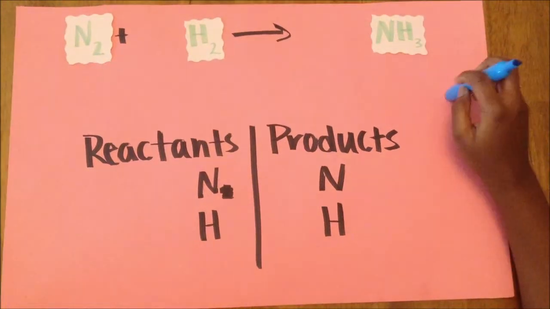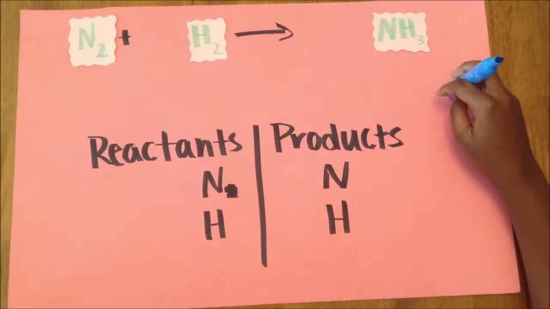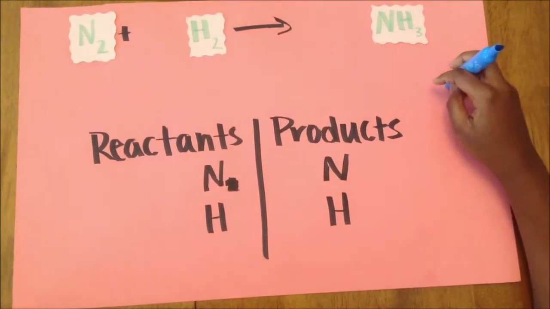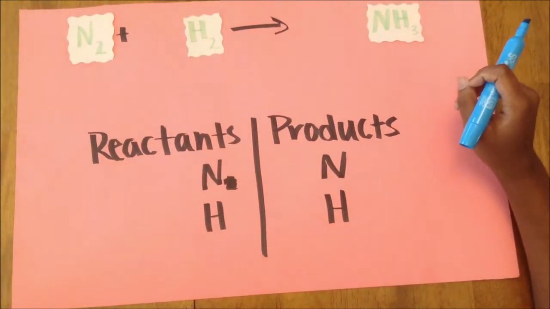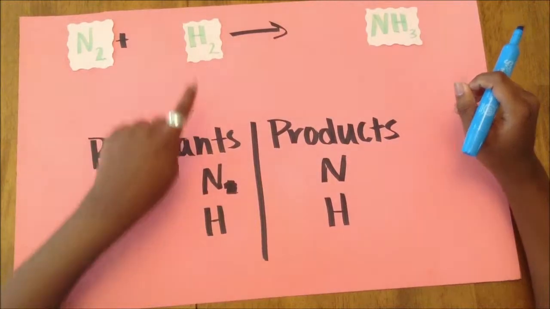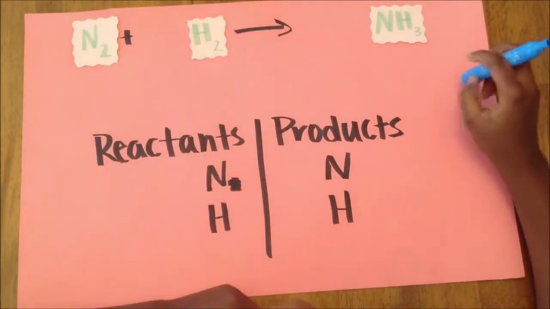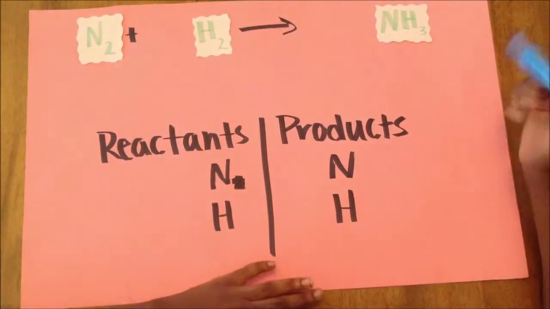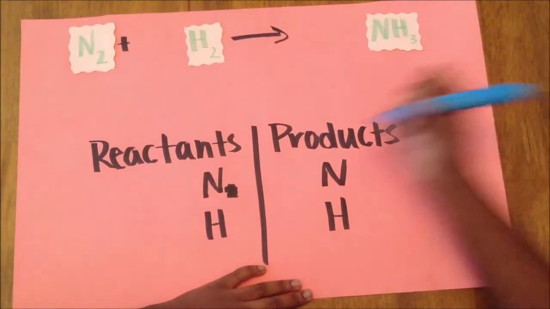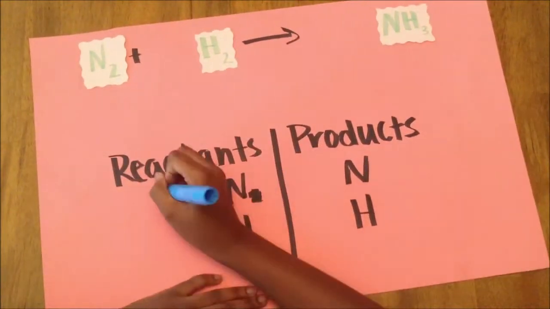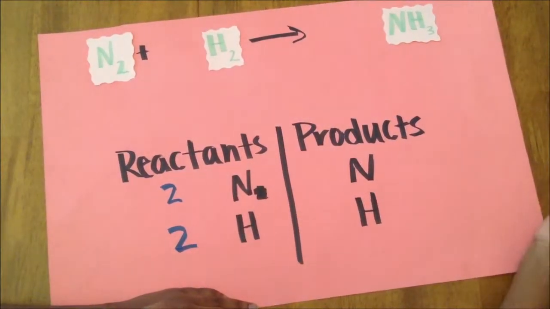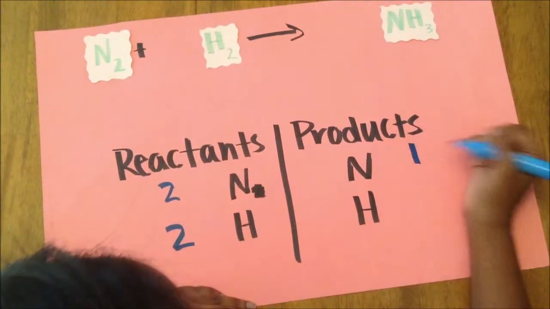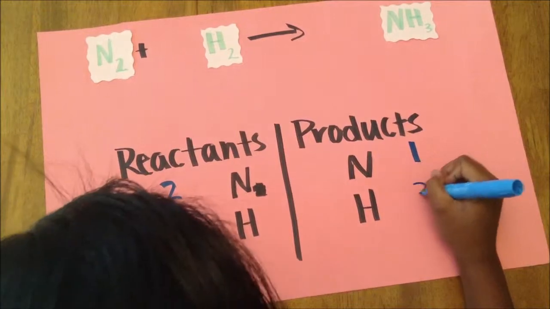Okay, and our last chemical equation will be combination. That equation is N2 plus H2 yields NH3. On our reactant side, we have 2 Ns and 2 Hs. On our product side, we have 1 N and 3 Hs.